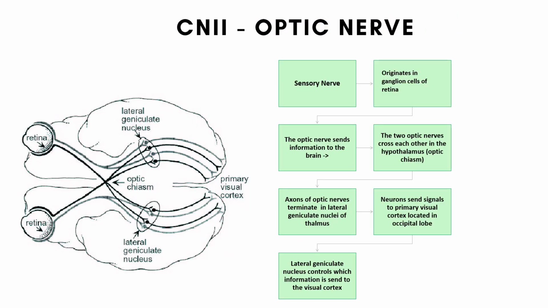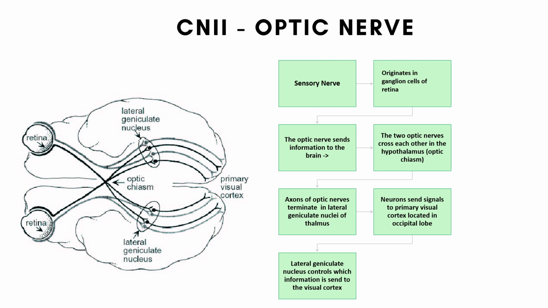Cranial nerve 2, the optic nerve, is a vital component of the visual system, responsible for transmitting visual information from the eye to the brain. The optic nerve originates from the retina of each eye, carrying visual signals from the photoreceptor cells to the brain. This nerve consists of over 1 million individual nerve fibers bundled together.